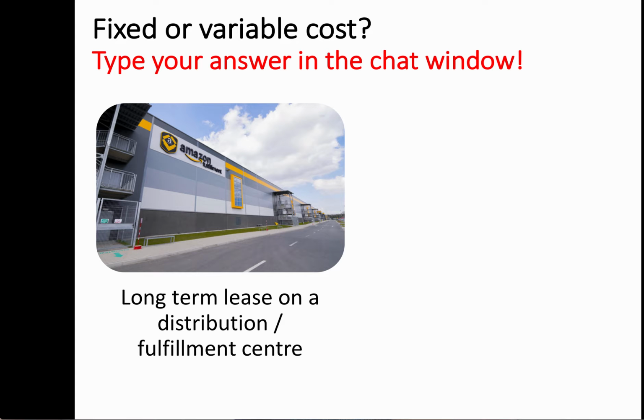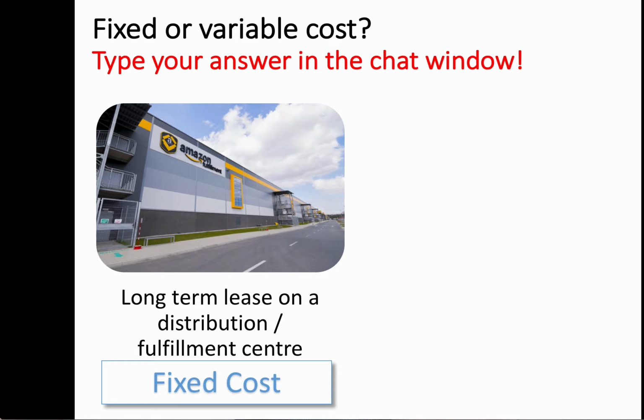Here's a third one. A long-term lease on a distribution or fulfillment center. Well, this is more likely to be for a business treated as a fixed cost. The picture here on the slide is actually the new Amazon distribution center in Poland. It's absolutely enormous. Land prices in Poland are very low compared to other countries in the European Union.